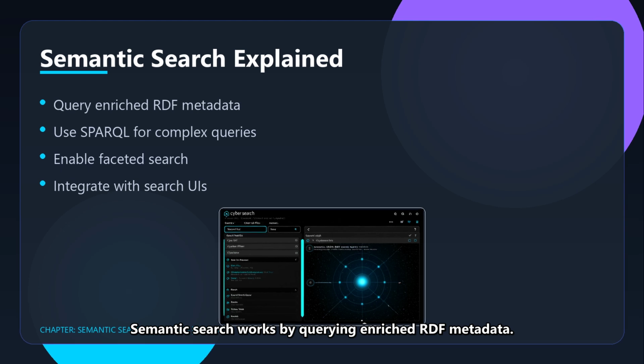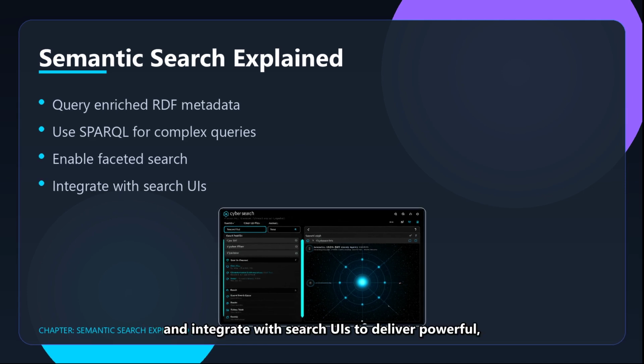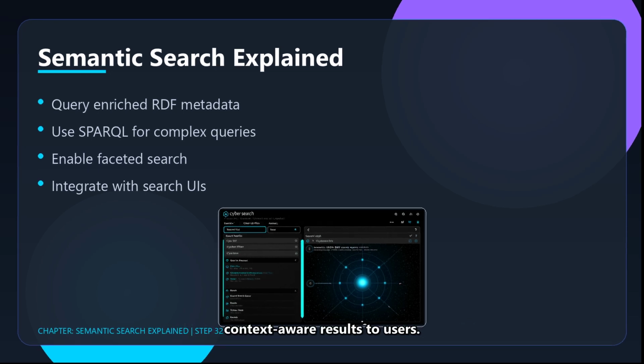Semantic search works by querying enriched RDF metadata. Use SPARQL for complex queries, enable faceted search, and integrate with search UIs to deliver powerful, context-aware results to users.